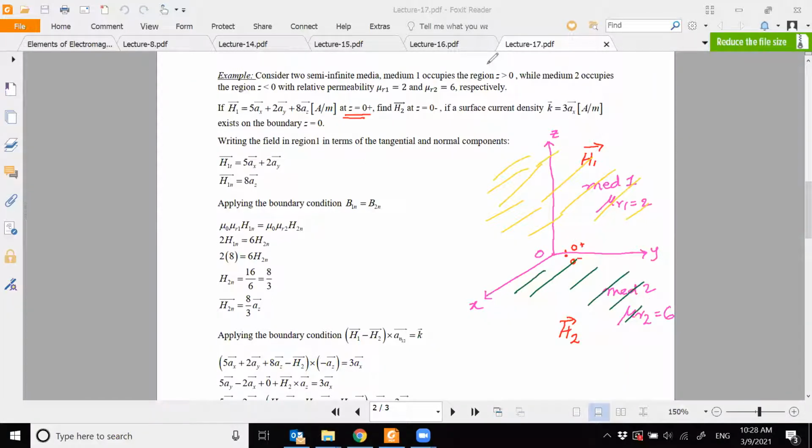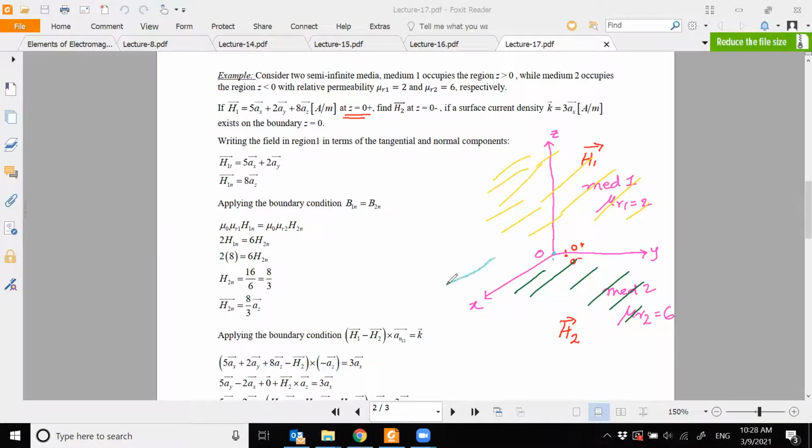And therefore, what will be our boundary? Which plane will be our boundary? Yes, Mr. Muhammad Al-Hazmi, can you tell me? So which plane will be our boundary here? So this is 0. Z greater than 0 is our medium 1. Z less than 0, which is this one, is our medium 2. So therefore, XY. Yes, the XY plane is our boundary.